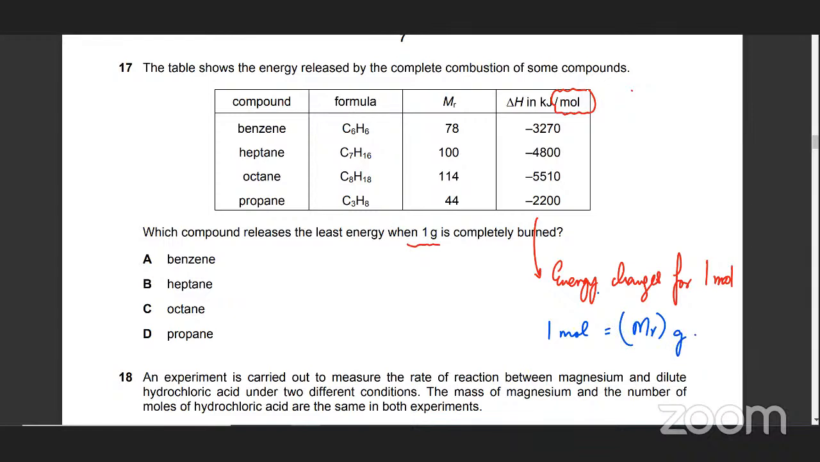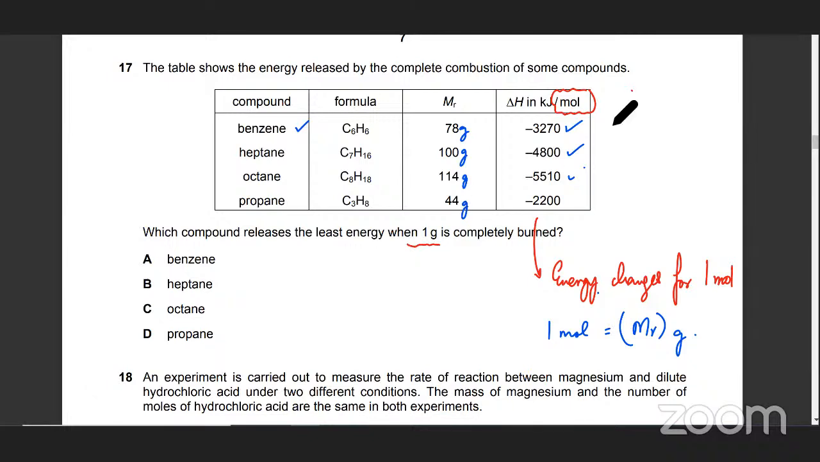तो for example अगर उसने दिया हुआ -3270 kilojoules per mole, तो that's for 78 grams of benzene burning, ठीक है. If he has given you -4800 kilojoules per mole, तो 1 mole के लिए, what is the mass of 1 mole? That's 100 grams, Mr expressed in grams. Minus 5510 दिया हुआ है, so that's 114 grams. उसको burn कर रहे हैं, ठीक है? And if it's minus 2200, then it's 44 grams that's being burned.